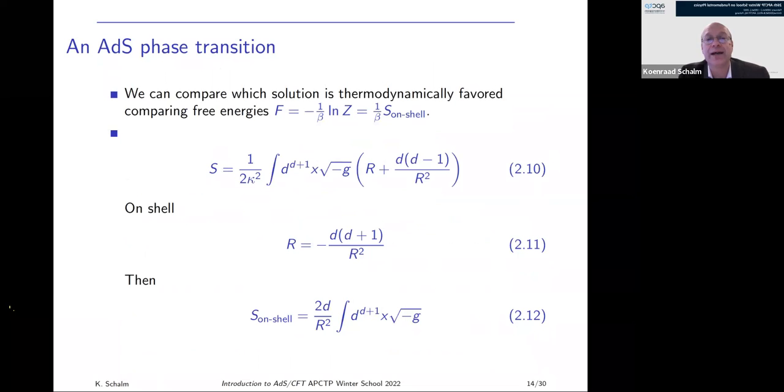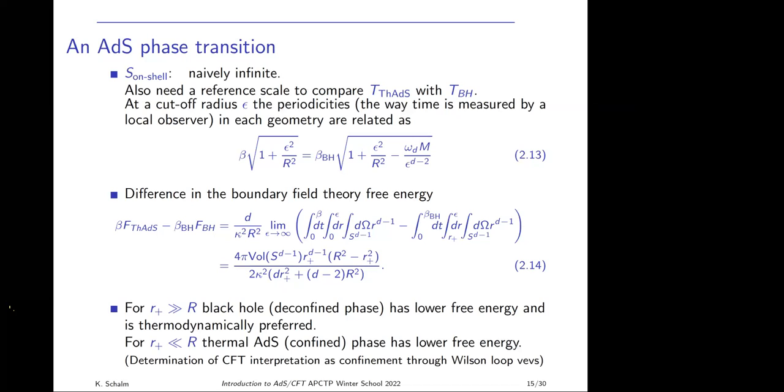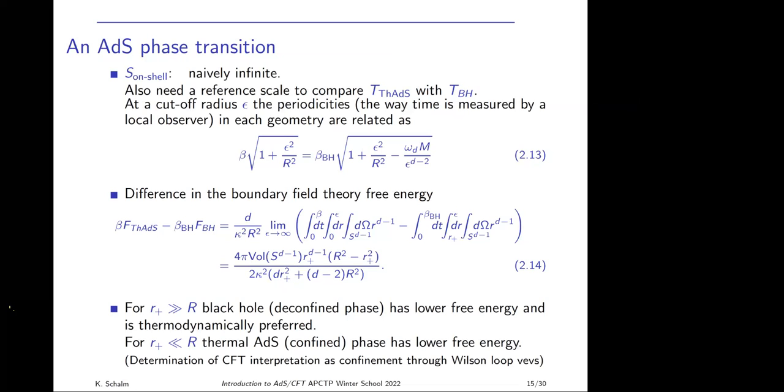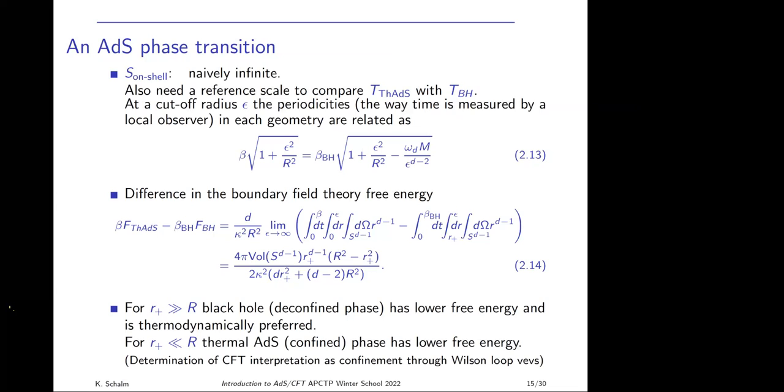So if I include that time dilation factor, this is the time dilation factor on the thermal ADS side. Yes. But thermal ADS does not have the horizon. So how do we incorporate this periodicity to calculate the temperature of thermal ADS? So we just put in the periodicity by hand.